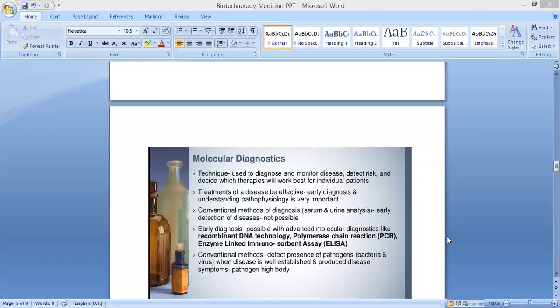Conventional methods detect the presence of pathogens like bacteria, virus, etc., when the disease is well established and has produced disease symptoms. It means that by that time the pathogen is in high content in the blood. That is how conventional methods detect the presence of pathogens.